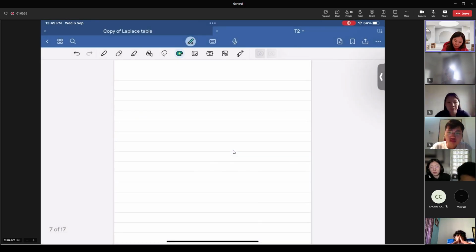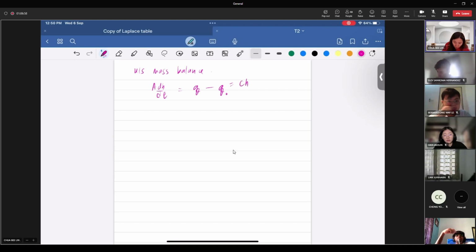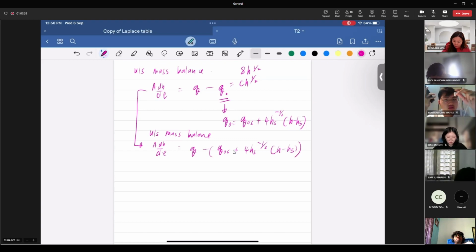Okay, so now you have the unsteady state mass balance, equivalent to the equation of A dH over dt equal to Q minus Q naught. And this Q naught is C H to the power 1 over 2. So you replace this with the one you have derived, which is Q naught equal to QOS plus 4HS to the power negative 1 over 2 multiplied with H minus HS. So you have A dH over dt, the unsteady state mass balance, now becomes Q minus the bracket, the whole thing QOS plus 4HS to the power negative 1 over 2 times H minus HS. So equation 1.